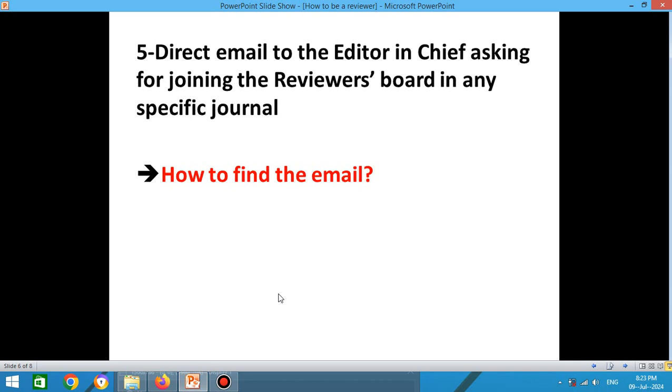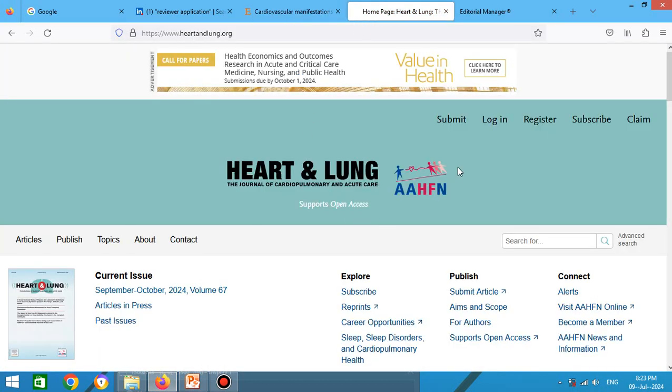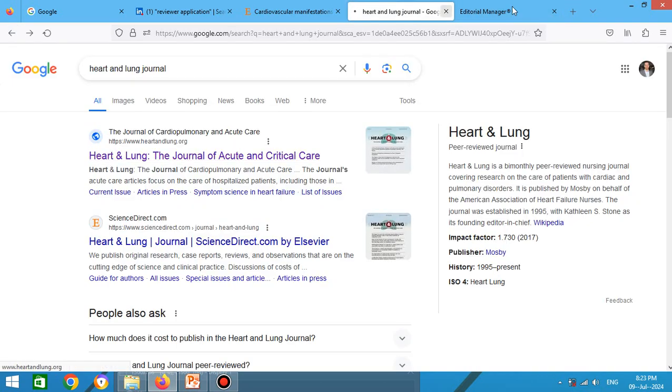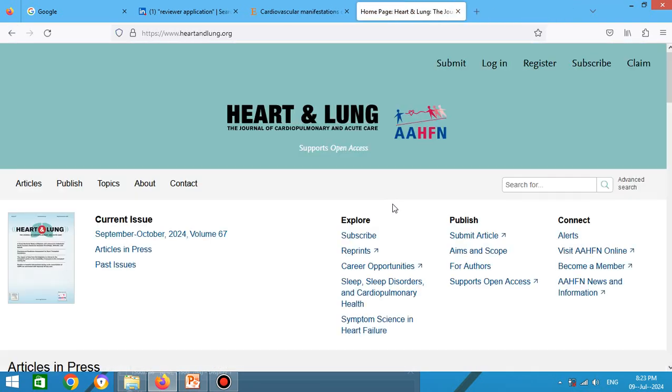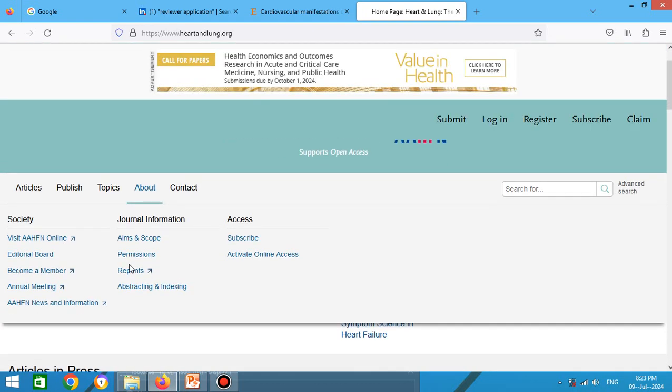The fifth pathway is a direct email to the editor-in-chief asking for joining the reviewers board in any specific journal. How to find an email? Let's take an example of Heart and Lung. Click back. About, editorial board.